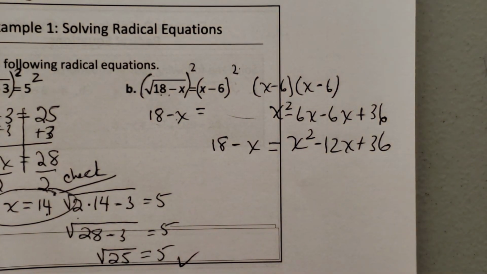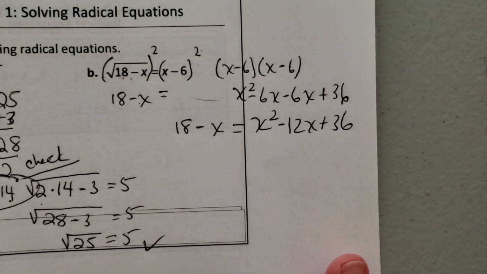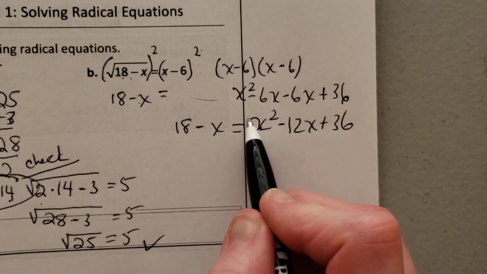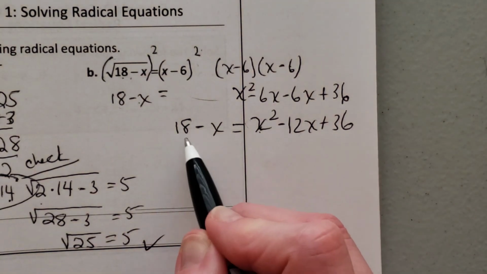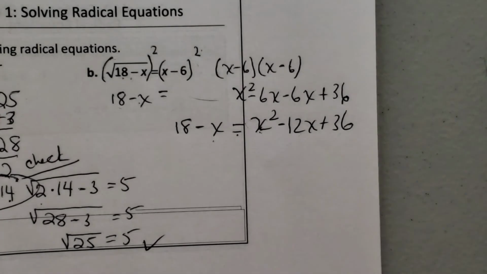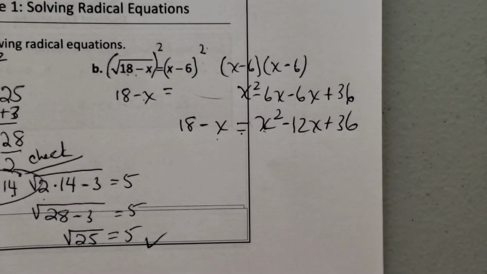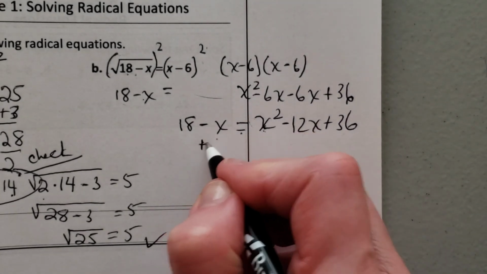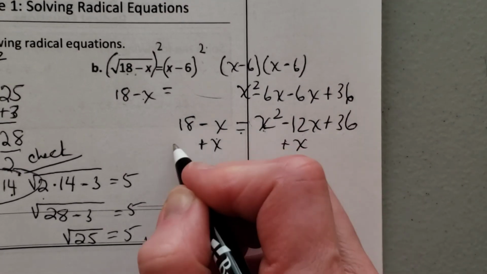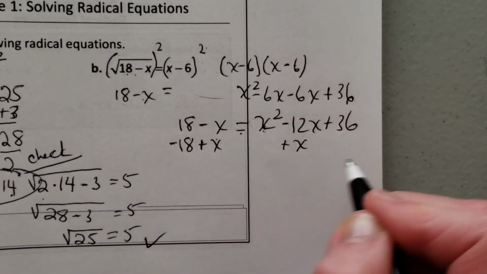All right, so I want to get my x's together. So I always want my x squared to be positive. So since it's already positive, I'm going to bring this stuff on this side, and I'm going to make this equation equal 0 because it's a quadratic. We always want quadratics to equal 0. So I'm going to add x to both sides. And to make this 0, I'm going to subtract 18 from both sides.